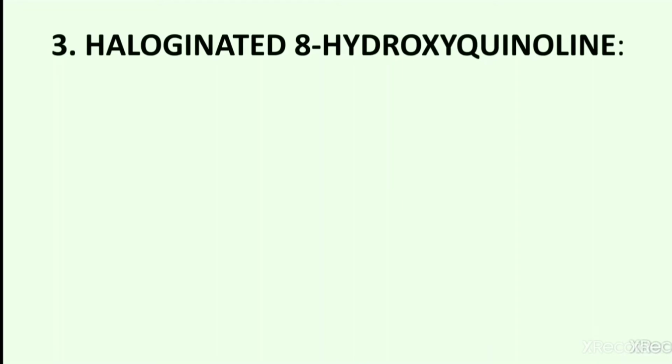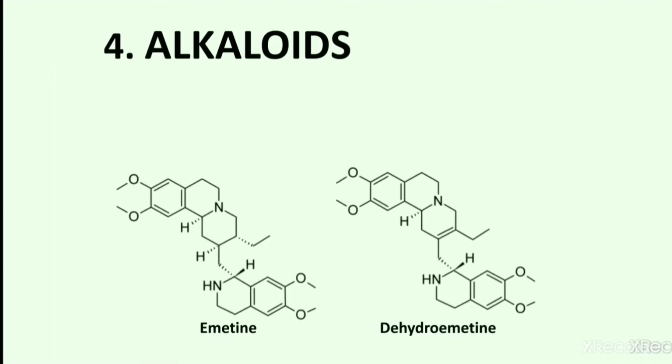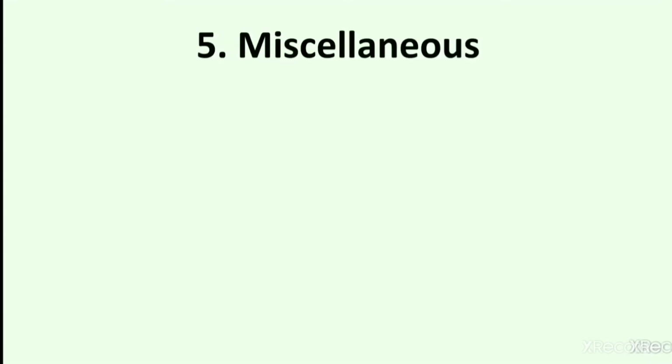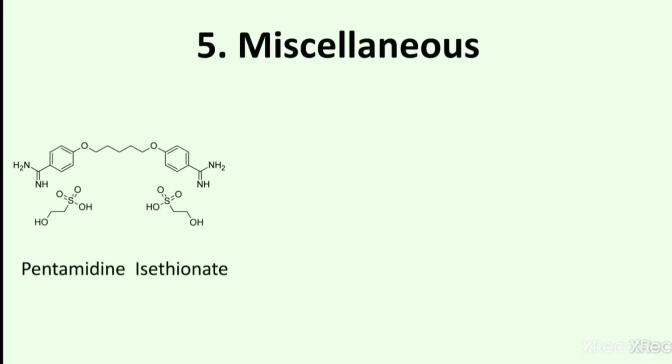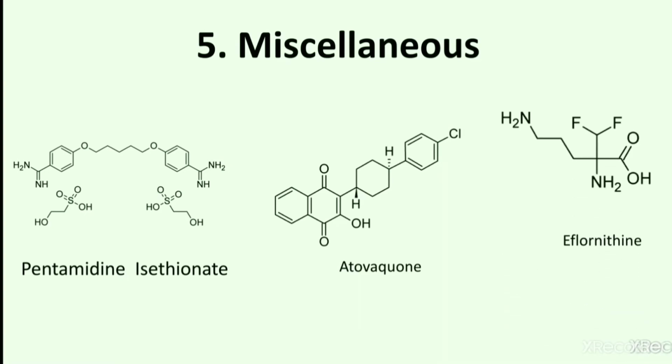Oxine, quinophenol, or oxyquinoline is the parent compound from which the antiprotozoal oxyquinolines have been derived. Iodoquinol is poorly absorbed from the gastrointestinal tract and is used as a luminal amebicide. The alkaloids emetine and dihydroemetine are obtained by separation from extracts of ipecac root. Last category is of miscellaneous agents. Following are the structures of pentamidine isethionate, atovaquone, and eflornithine.